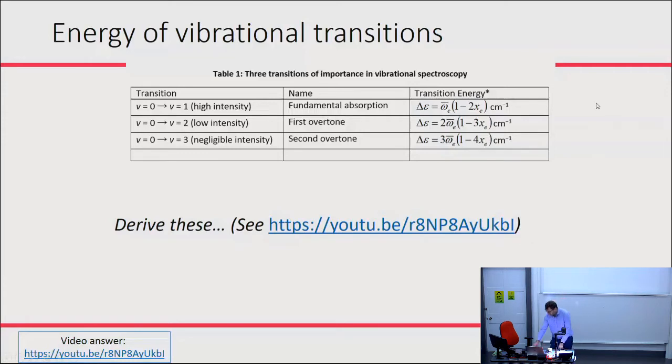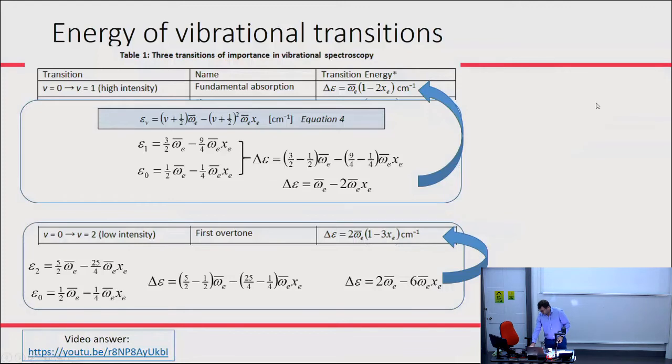Right, so on the next slide, I've essentially derived those. That's the equation I did on the DocCam. So we see here, to derive the fundamental absorption, it's essentially taking away E0 from E1 and factorizing that, or for the first overtone, E2 minus E0, and you see we get that expression there. So that's all derived in full detail if you want to have a look at that on the YouTube link.